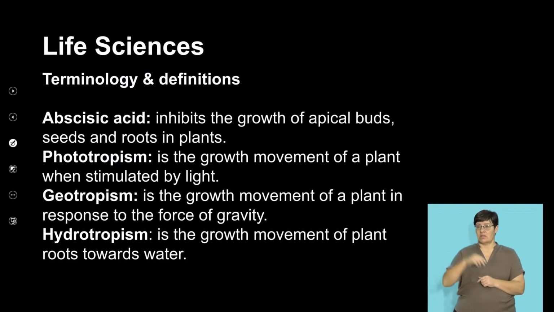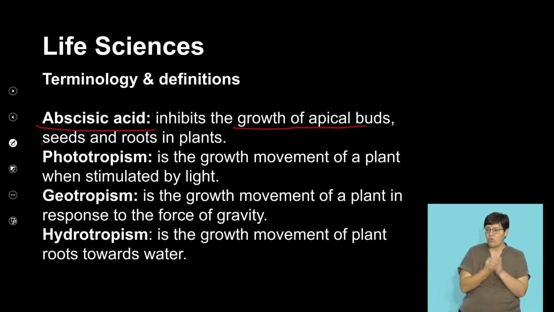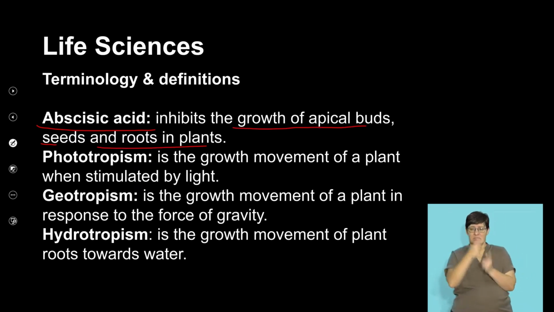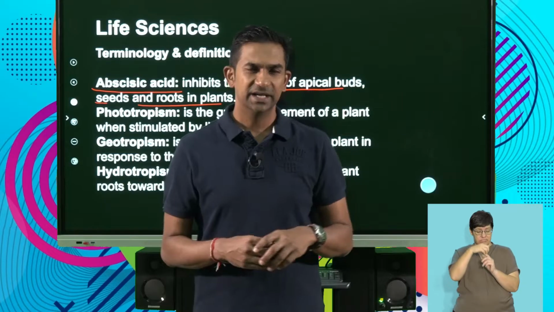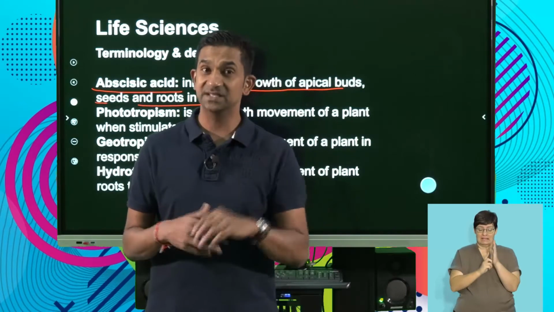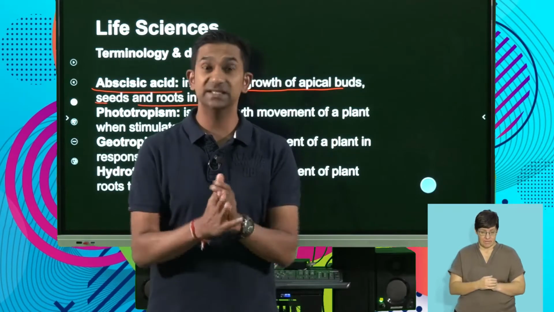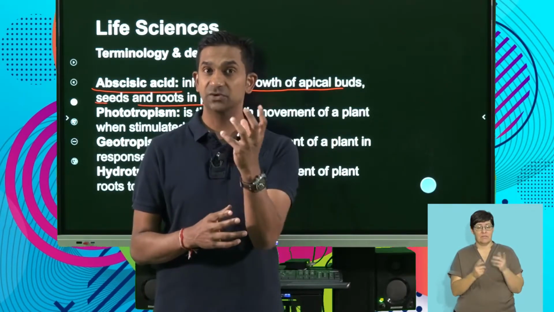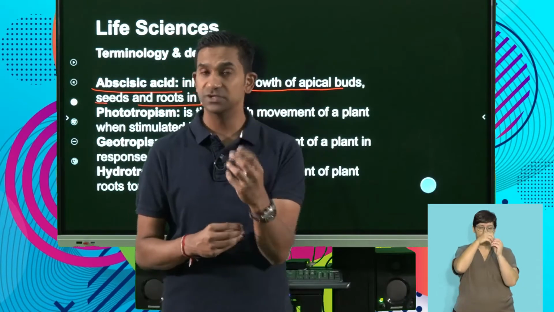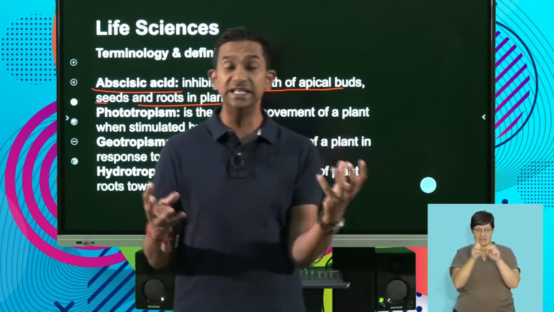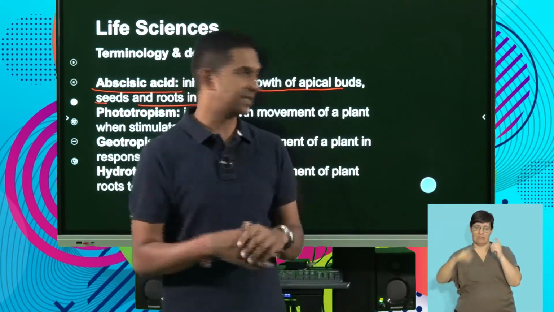Another hormone called abscisic acid, and this is a hormone that inhibits the growth of apical buds, seeds, and roots in plants. So it's derived, if you think of the word abscess, so it plays an important role in a process of actually stopping certain things from developing. It also plays an important role in the maturation and the ripening of fruit and the release of leaves and fruit from the tree.